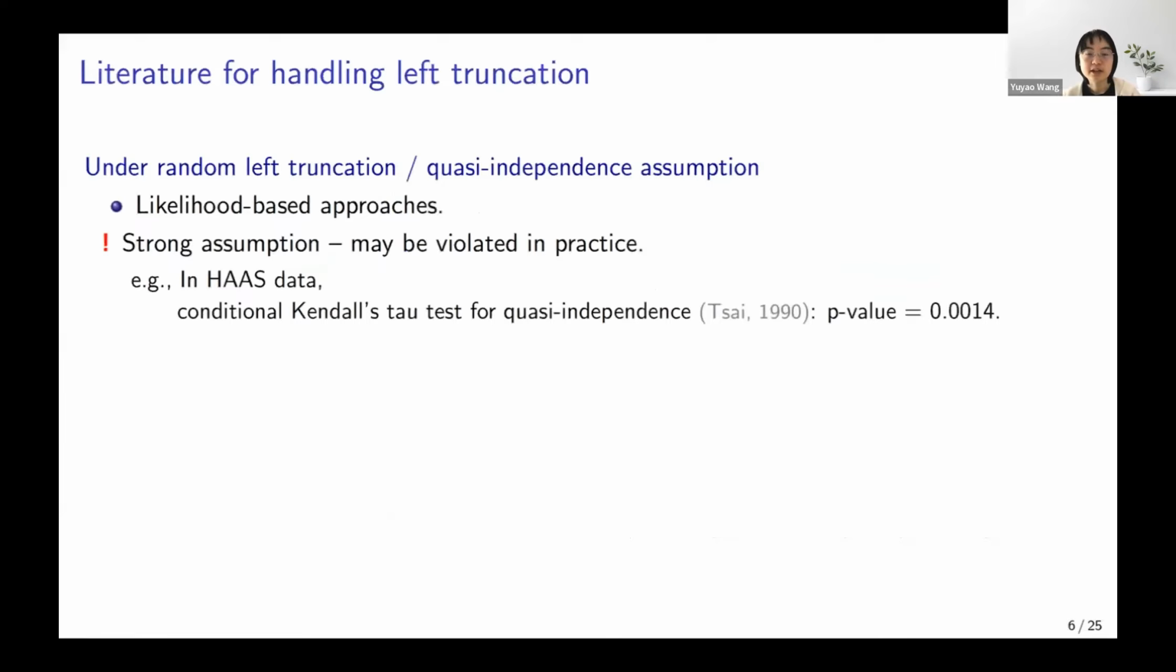For handling left truncation in the literature, the conventional approaches usually assume the random left truncation assumption, which requires the left truncation time and the event time to be independent, or the slightly weaker quasi-independence assumption, which only requires independence on the observed data region. And under these assumptions, likelihood-based approaches were developed. However, these are very strong assumptions which may be violated in practice. For example, in the HAS data, we detected violation of the quasi-independence assumption using the conditional Kendall's tau test.